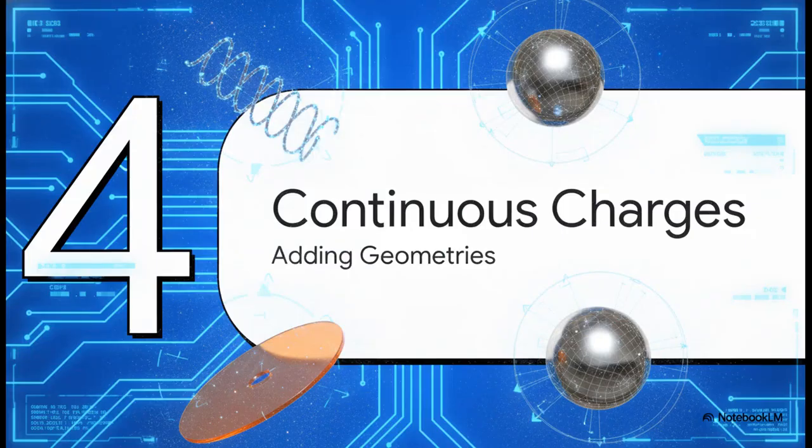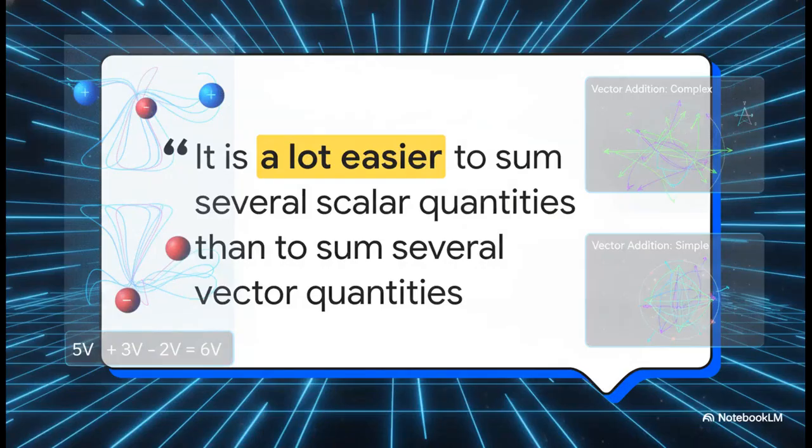All right, Section 4, particles to continuous distributions. Let's build this out a bit. I cannot stress this enough. This is an absolute game changer. Because electric potential is a scalar quantity, meaning it's just a number with no direction attached, we can just add the numbers together algebraically. This quote from the text highlights exactly why physicists absolutely love calculating potential first.